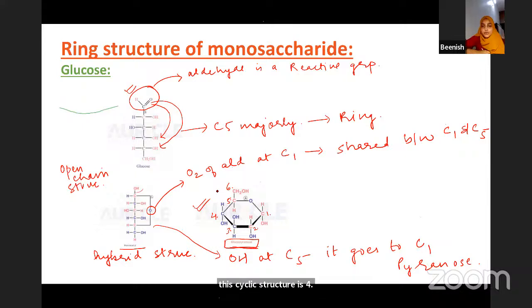And also based on this cyclic structure, we were talking about alpha and beta conformations. Alpha and beta conformations are based on this cyclic structure only, depending upon the position of the hydroxyl, whether it is above the plane or below the plane at carbon 1 here.